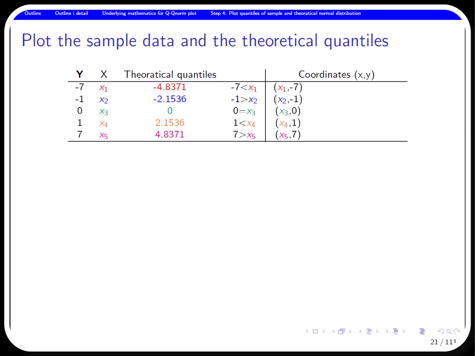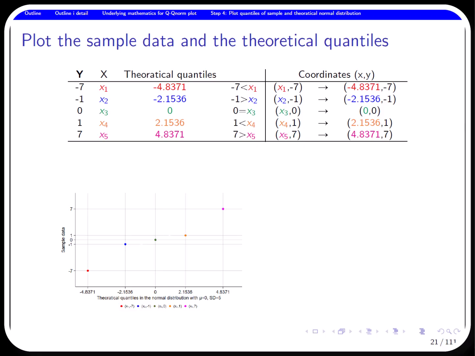Theoretical quantiles are the x-axis and the sample quantiles are the y-axis. In this case, we have 5 points, 5 coordinates. We make a scatter plot based on these 5 points. If you look at the scatter plot, it's still difficult to quickly evaluate whether sample data are equal, larger, or smaller than the corresponding theoretical quantiles. Here's the magic. We add a reference line.